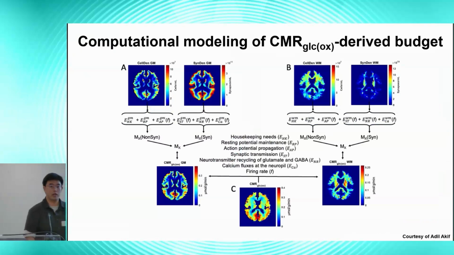And so after we get our individual predictions, we can create these CMR glucose-derived maps. First we split everything into CELDEN and SINDEN because they have different energetic contributions, as well as gray matter and white matter, because again, there are different energy usage and different energy levels in these types of matter. And then using the known formulas for how much energy we expect to be used, we can create these predicted maps. So we have one for CELDEN and one for SINDEN and gray matter and white matter. And then we compare that with this one down here, which is what we measure in patient.